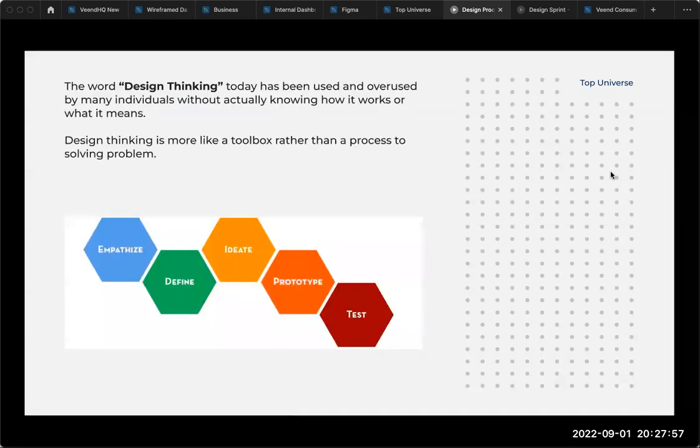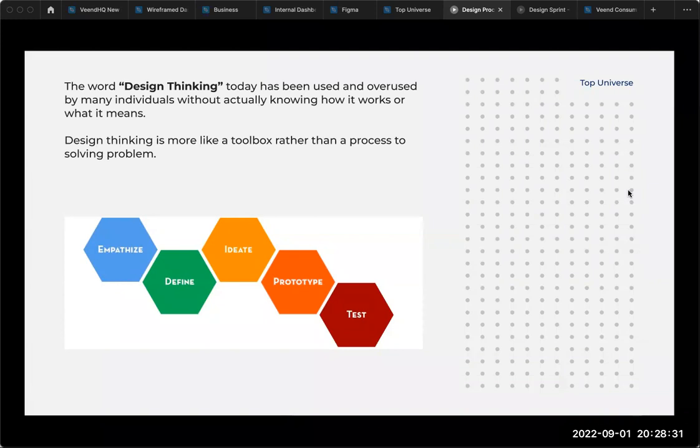So the word design thinking today has been used and overused by many individuals without actually knowing how it works or what it means. So design thinking is more like a toolbox rather than a process to solving problems, right? A toolbox contains a lot of tools that you can use to solve problems. So in that toolbox, you have your Figma, you can have your creativity, you can have all that.